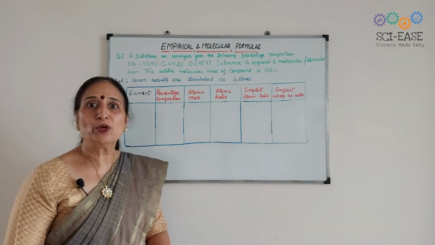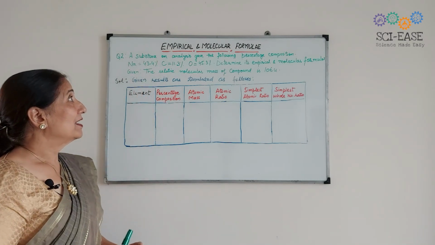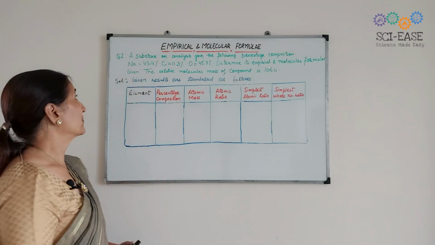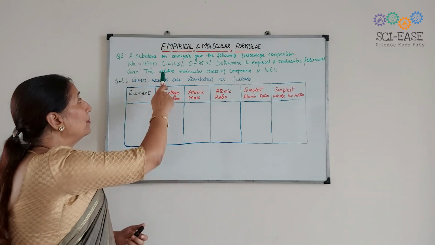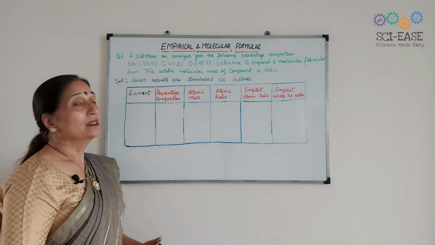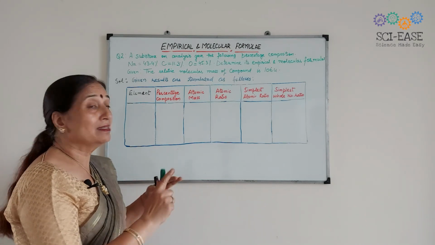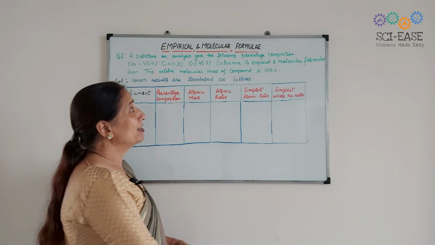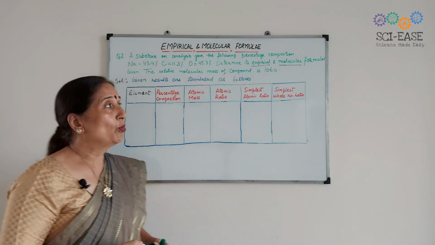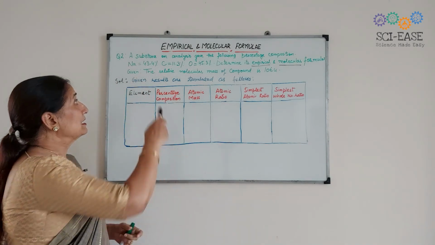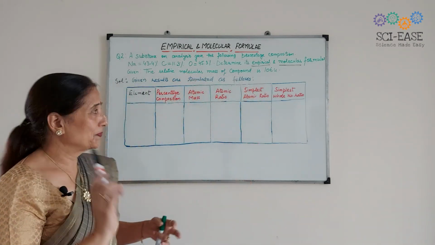Now the second numerical: a substance on analysis gave the following percentage composition. Sodium 43.4%, carbon 11.3%, oxygen 45.3%. Determine its empirical and molecular formulae. So here we are to calculate both empirical and molecular formulae. And the relative molecular mass of the compound that is given, that is 106 u.